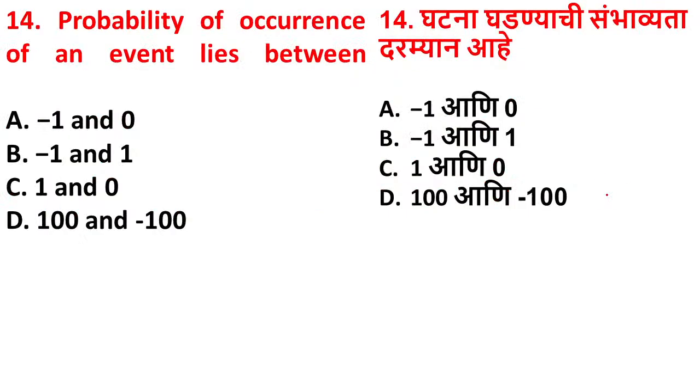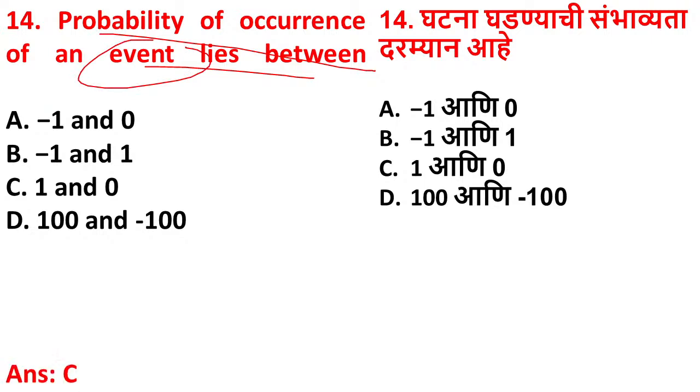Question number 14. Probability of occurrence of an event lies between option A -1 and 0, option B -1 and +1, option C 1 and 0, option D 100 and -100. So the probability of occurrence of an event lies between 1 and 0, option C is the correct answer.